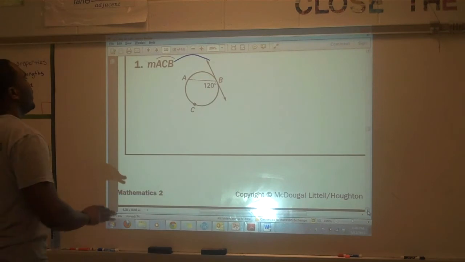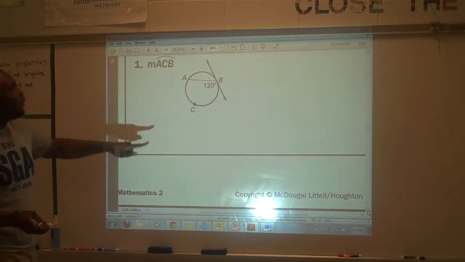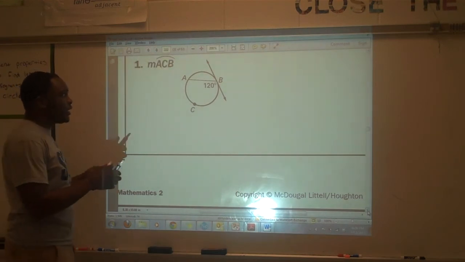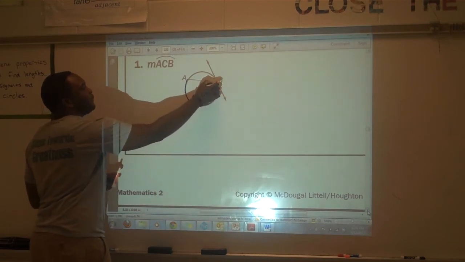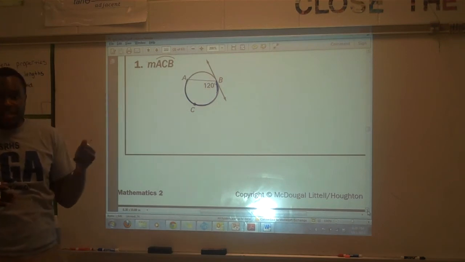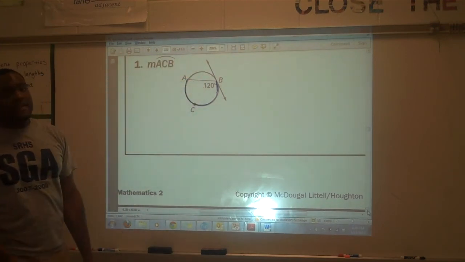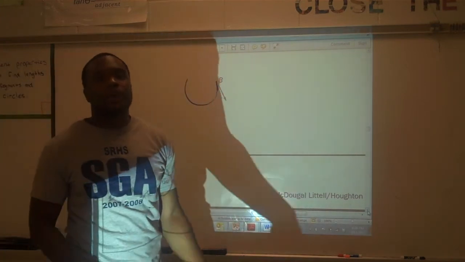Looking at question 1 under checkpoints, still on page 222. It wants us to find the measure of arc ACB. That's the arc that goes from A over to C, back around to B. So we know the angle where the tangent line intersects the chord is 120 degrees. We just have to find that intercepted arc. I want you to press pause and try this on your own. When you're ready, I'm going to go over the answer.